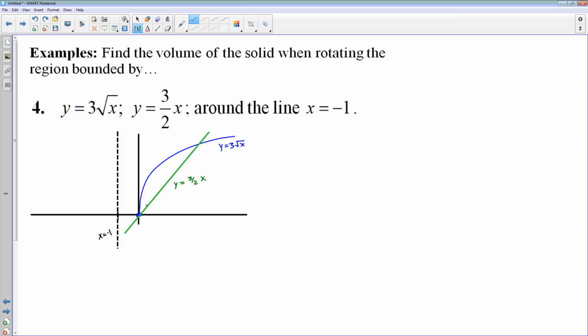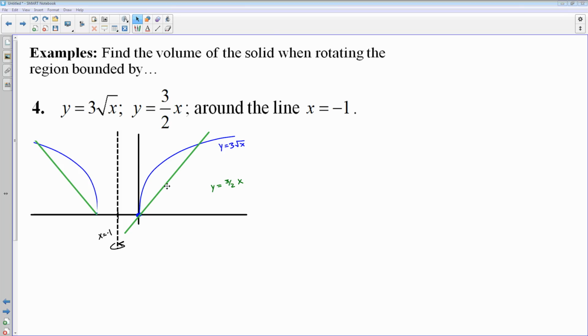It is y equals 3 root x, which is in blue, and y equals 3 halves x, which is this line in green, and we're rotating around the line x equals -1, which I already have graphed in here, so we're rotating it this way. Let me go ahead and sketch this in. If we rotate that around the line x equals -1, it's going to end up looking like this. So we flip it over. The line x equals -1, that's the center of this region.